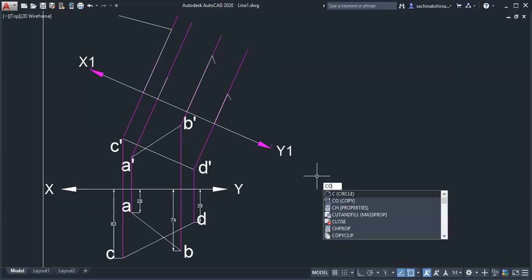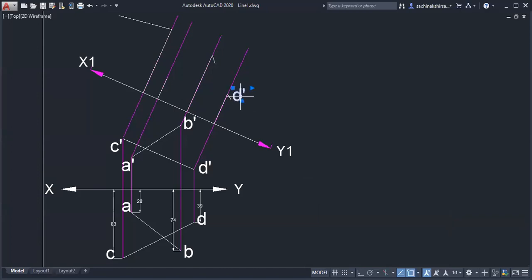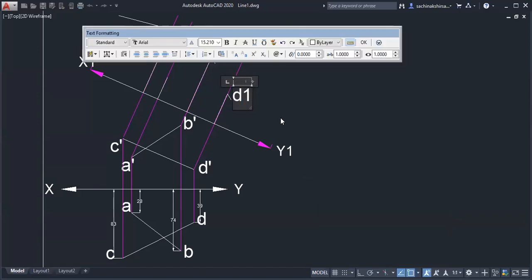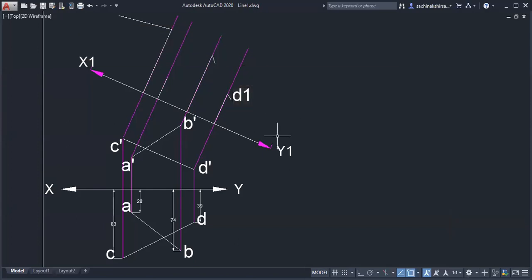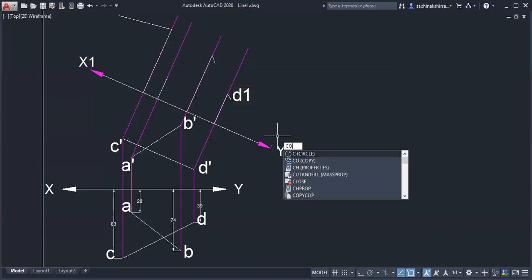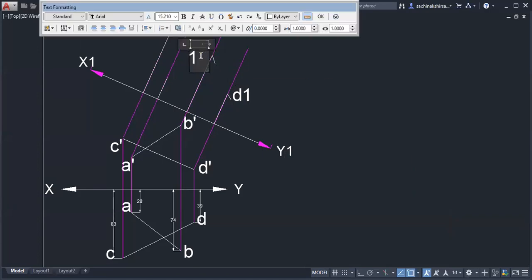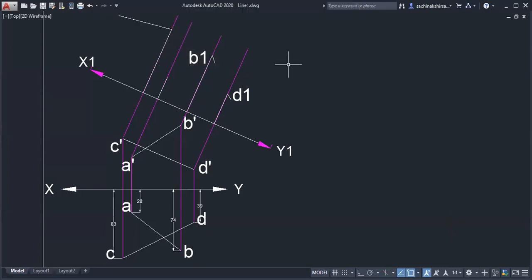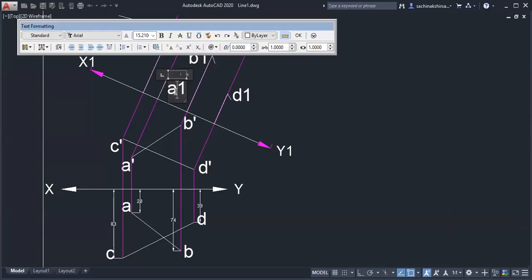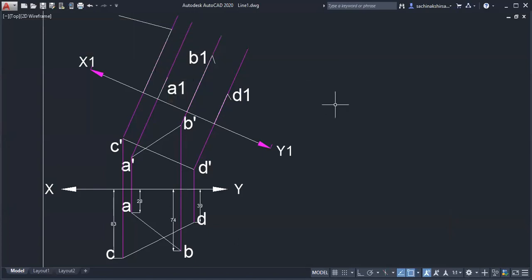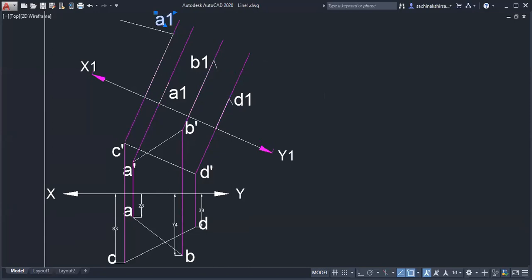On the projector of D, there will be the point D1. On the projector of B, there will be the point B1. Then on the projector of A, there will be the point A1. Then on the projector of C, there will be the point C1. We just have to name the points.